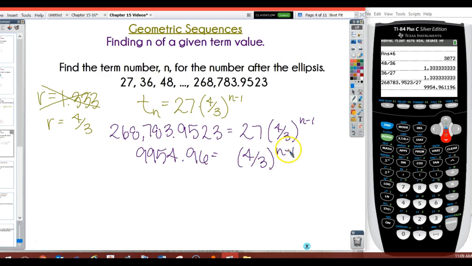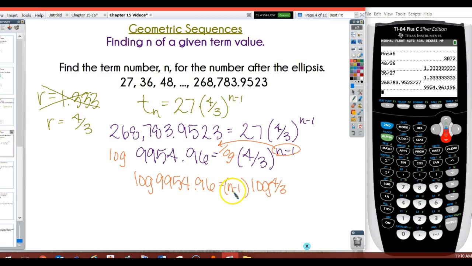So we're searching for n, it's stuck in the exponent, and so to undo this we are going to need to use a logarithm where we're going to take the log of both sides. So I have the log of 9,954.96 is equal to the log of 4/3 to the n minus 1. Now the reason why we did this is we can bring this n minus 1 out front times the logarithm. And so now to get n alone, I'm going to divide both sides by the log of 4/3.